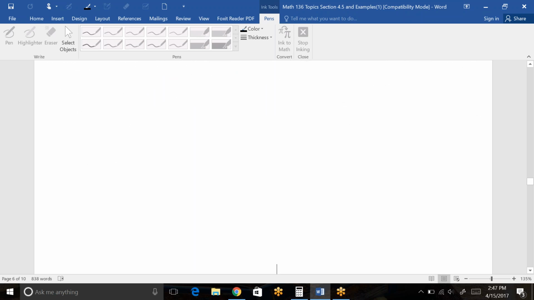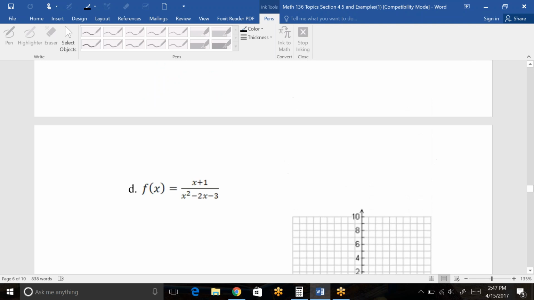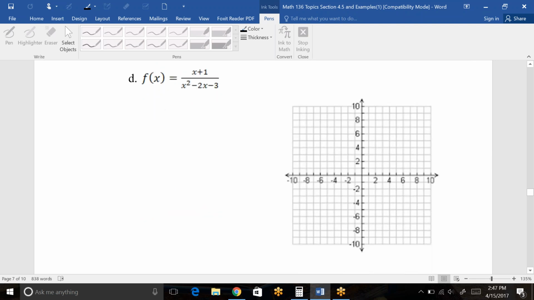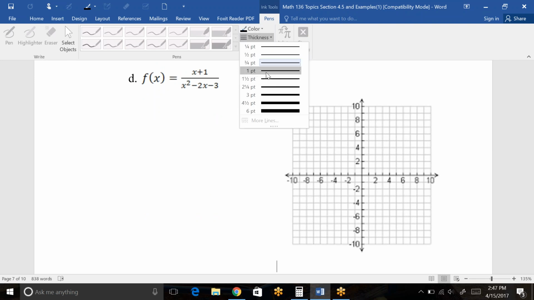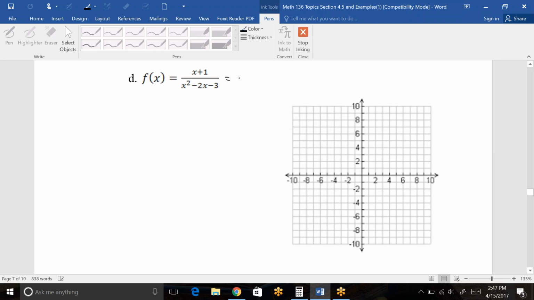We're going to look at part D. This one we need to factor first before we can do anything else. So if I look at the bottom, I have x plus 1 on top. On the bottom, the factors of this would be x minus 3 and x plus 1. So we are going to get a cancellation here. This will be 1 over x minus 3.